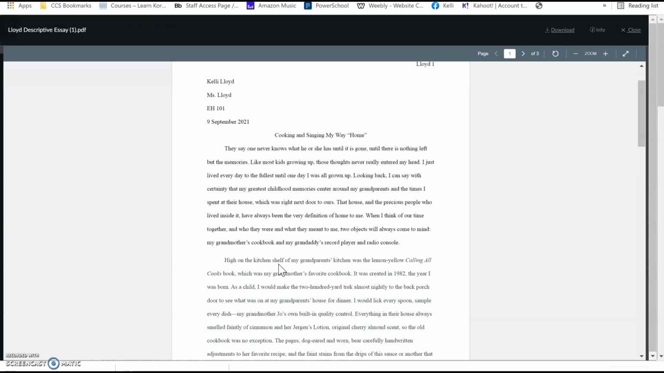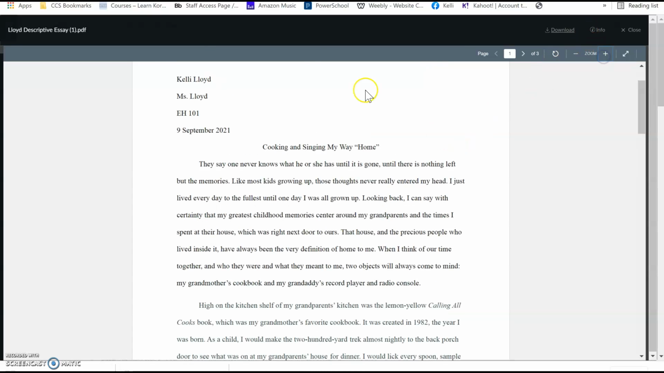And so what I did was in my introduction, I talked about my connection with my grandparents' home and how some of my greatest childhood memories center around the time that I spent at their house, which was right next door to ours. And I introduce those two objects that always come to my mind when I think about it. When I think of our time together and who they were and what they meant to me, two objects will always come to mind: my grandmother's cookbook and my granddaddy's record player and radio console.